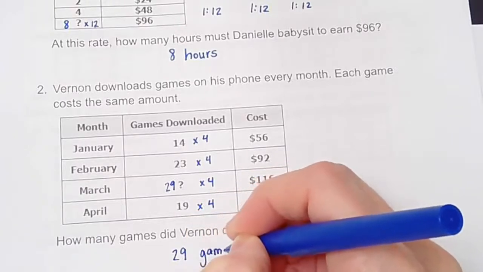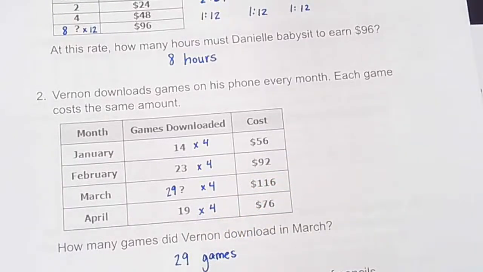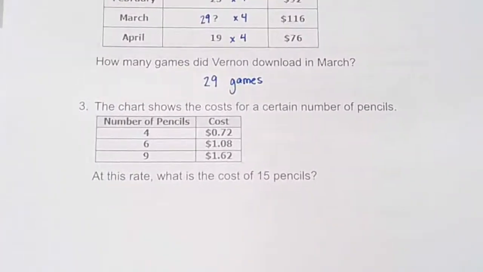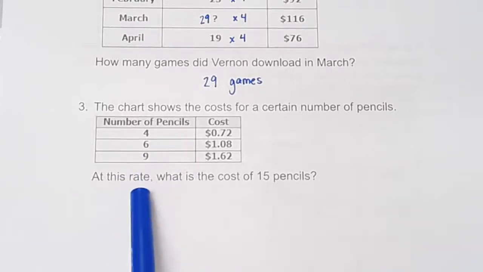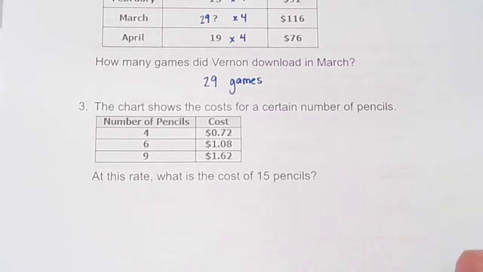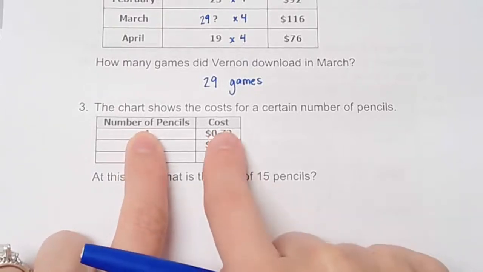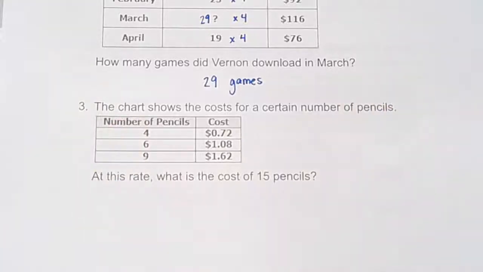All right, let's look at the next one. The chart shows the cost for a certain number of pencils. At this rate, what is the cost of 15 pencils? This one doesn't have a missing spot in the chart. We just have to figure out what the connection is and use it. Now it's important to figure out which side of the chart you're talking about. They're asking me about 15 pencils. So does the 15 go on the number of pencils side or the cost side? Hopefully you realize it goes on the pencils side. So this is what I'm looking for.